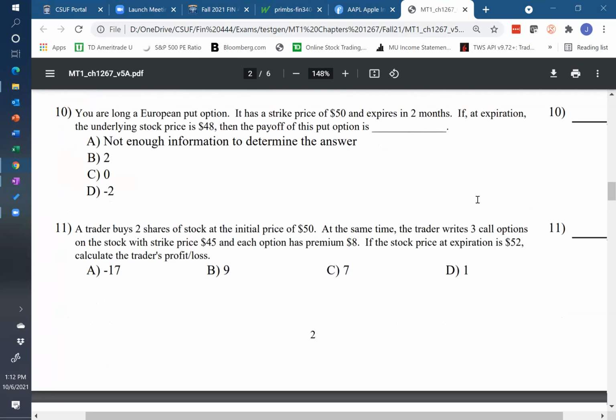You're long a European put option. It has a strike of 50 and expires in 2 months. If at expiration the underlying stock price is 48, then the payoff of this put is what? This should be an easy one. Just talking about the payoff, not profit or loss. $2, right? Just plug into the put payoff formula.